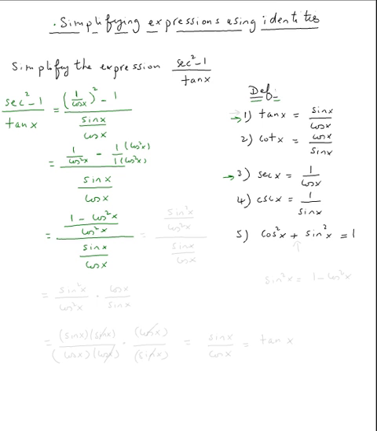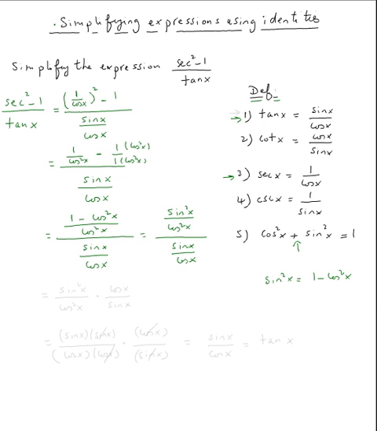Now what is 1 minus cosine squared? If you notice, using number 5 tells us that sine squared plus cosine squared is equal to 1. Subtract cosine squared from both sides. So sine squared is 1 minus cosine squared. So 1 minus cosine squared, we said, is sine squared. So we have sine squared over cosine squared, everything over sine over cosine.